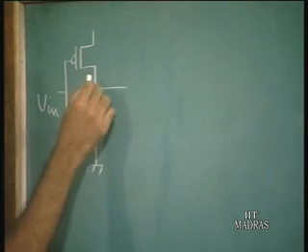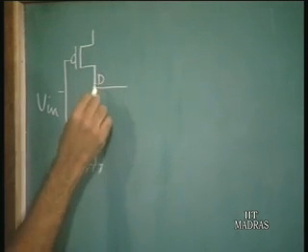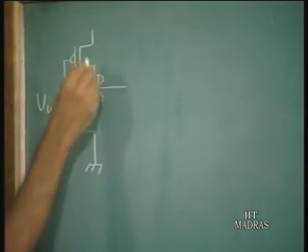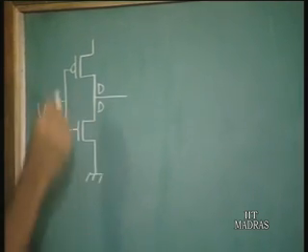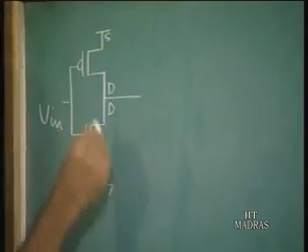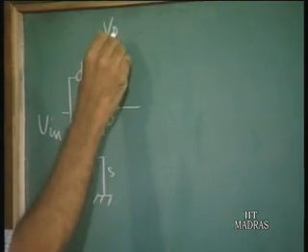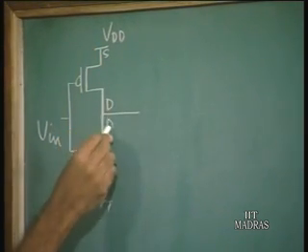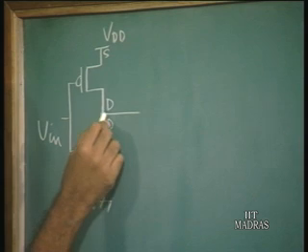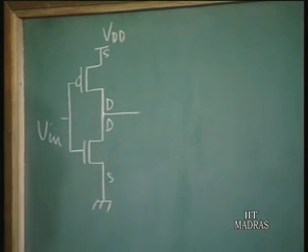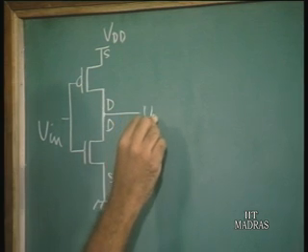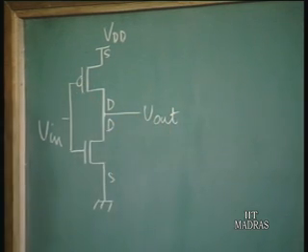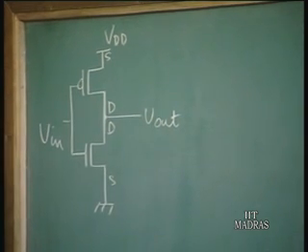The drains of the two transistors are also shorted. This is a PMOS transistor, so this is the drain. The source of the NMOS transistor is grounded, and the source of the PMOS transistor is connected to the power supply. The output is obtained at this point, which is the common point where the drains of the two transistors are shorted. Okay. So, this is the structure of a CMOS inverter.